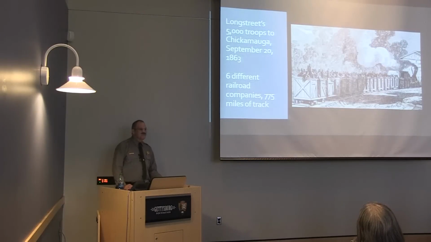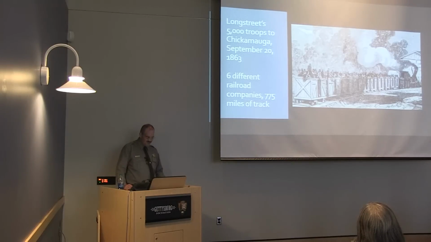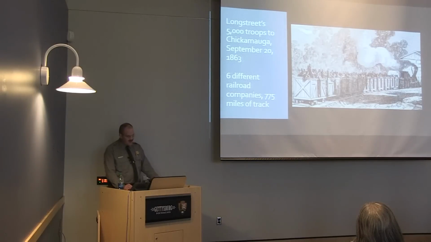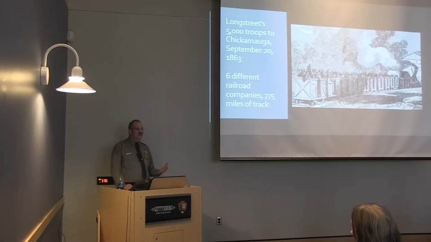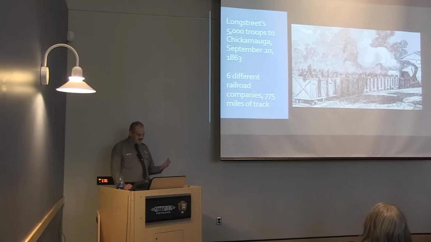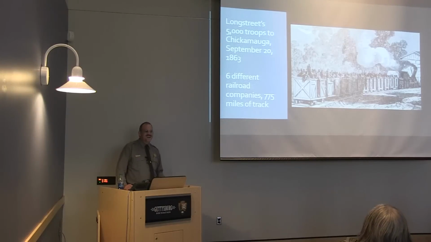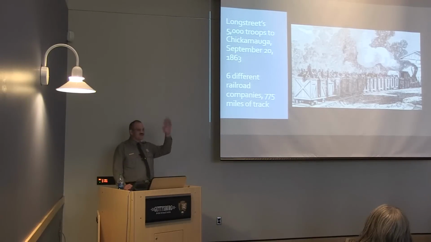Now, some of the more famous stories, I told you I wanted to integrate some stories. Some of the more famous stories related to rail during the war and how it's part of the First Modern War was Longstreet's 5,000 troops, McLaws and Hood's divisions, transferred to Chickamauga, where the battle was from September 18th to 20th, but they arrived to participate on the 20th. And those 5,000 troops became pivotal in the outcome of Chickamauga in Tennessee. There were 6 different railroad companies used, 775 miles of track. And the Confederates were sitting on the rooftops during the ride.